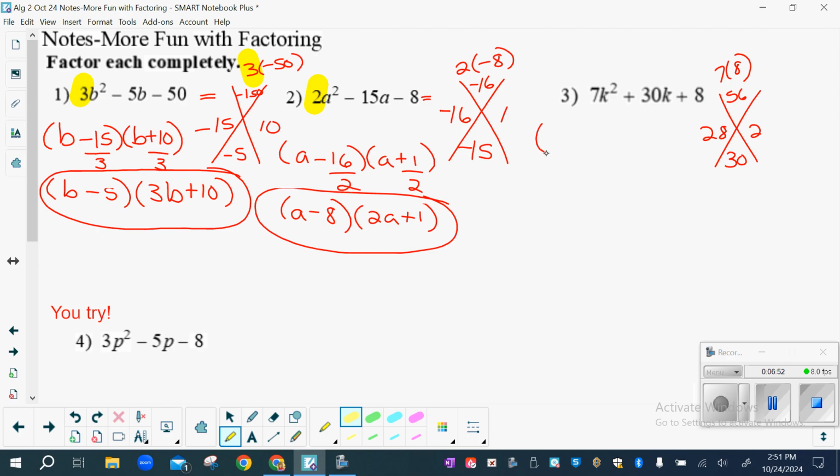So what's my next step here? Before you divide, you want to put k plus 28, k plus 2, and then we divide by 7. And this gives us k plus 4, and we do what with the 7? Slide it. We're going to slide this to the front of the k: 7k plus 2.